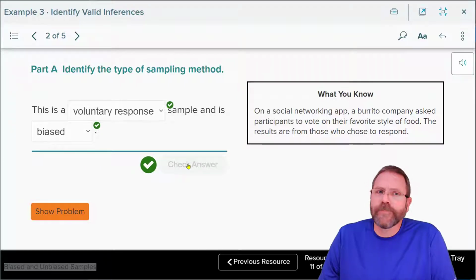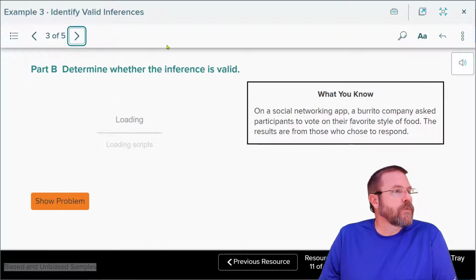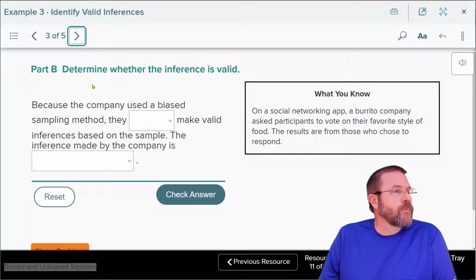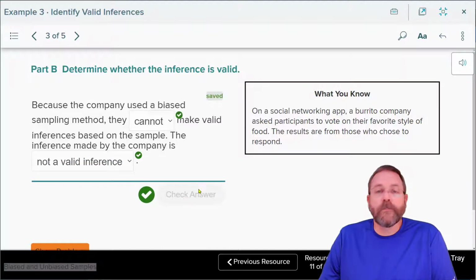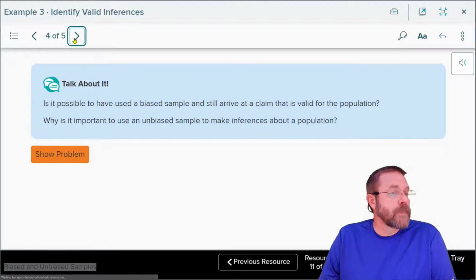And it checks. Easy math. Let's see what else they have for us. Next, we're going to say because a company used a biased sampling method, they cannot make a valid inference based on the sample. The inferences made by the company, therefore, are not a valid inference. So we've answered that part correctly. Next part, oh, that looks like it. Well, all right then. Excellent.